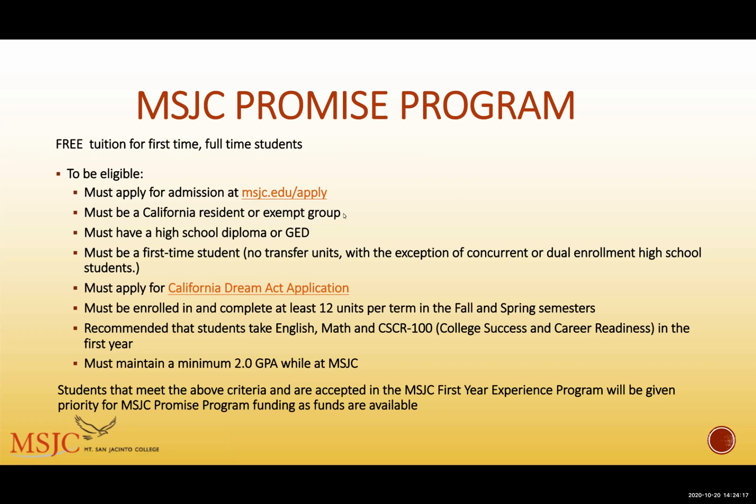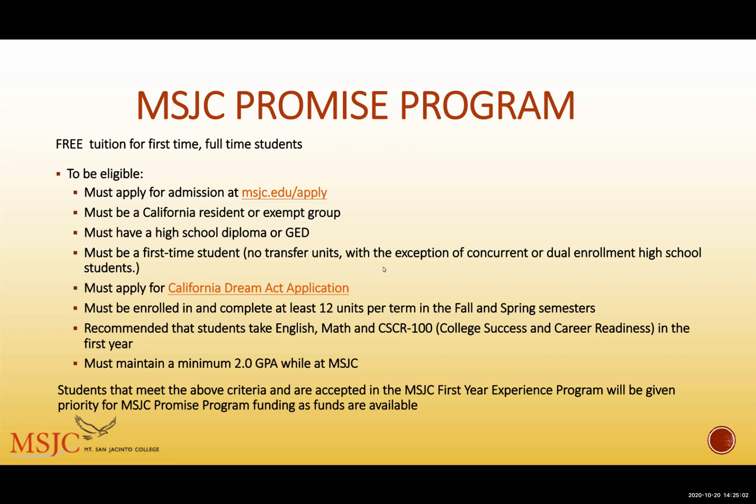You have to be a California resident or the exempt group, which normally would be your AB 540 students. You have to have a high school diploma or GED. Okay. For Dreamers, you must apply for your Dream Act application, because that's how we actually determine if you're not going to qualify for the other one, to see if you can qualify for this one. Okay. You must be enrolled in at least 12 units for the fall and the spring. It does require full-time. It is recommended also for first-time students to take the English and Math and the CSER 100, which is your College Success and Career Readiness class, in the first year. Okay, and you must maintain a 2.0 while you're at MSJC.